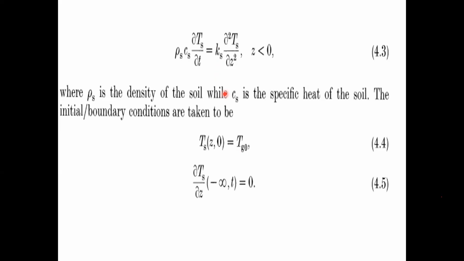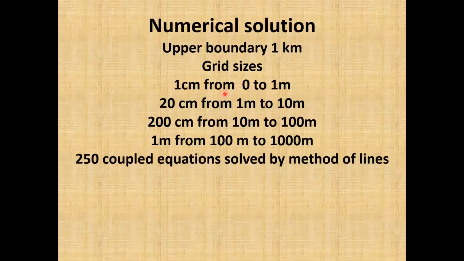Okay. Now, just for your completeness, I'm giving you the grid sizes you use. Near the ground, you have to use very high resolution to capture the lifted minimum. But as you move away from the ground, you use somewhat cruder grid resolution. Okay. There are about 250 coupled equations solved by method of lines. If you're interested in the details, it's there in his thesis.